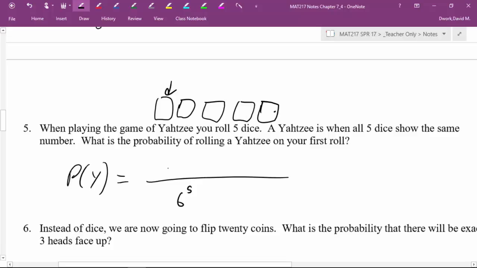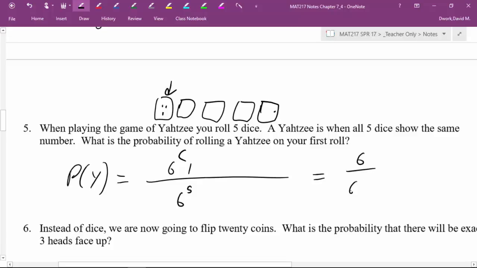Well, I have 6 things to choose from, and I need to pick one of them. Now, once I've decided, okay, it's going to be a 3, then what does that mean about the other dice? Well, it's got to be the same thing, right? Because otherwise it's not a Yahtzee. So once I make my decision for the first die, I've actually made my decision for all the dice, haven't I? So therefore, I'm done.